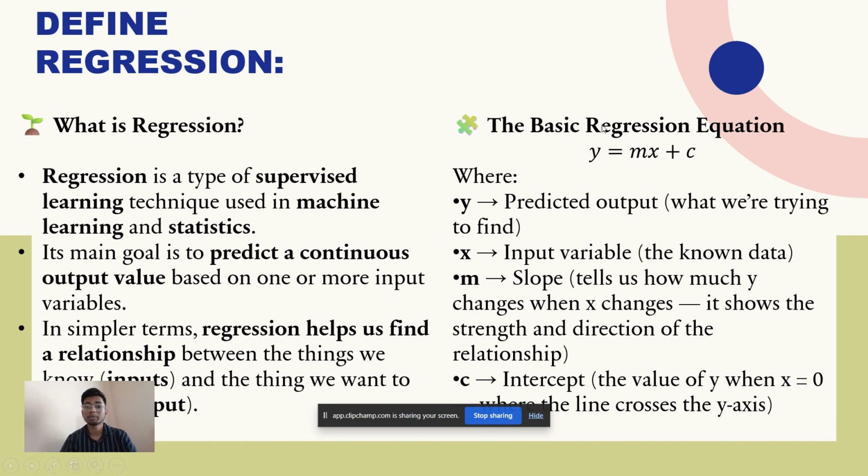So now let's see the basic regression equation. y = mx + c. Here y denotes the predicted output, whatever we are trying to find. x denotes the input variables, the known data. m denotes the slope, which tells us how much y changes when x changes. It shows the strength and the direction of the relationship. c denotes the intercept, the value of y when x is equal to 0, where the line crosses the y-axis.